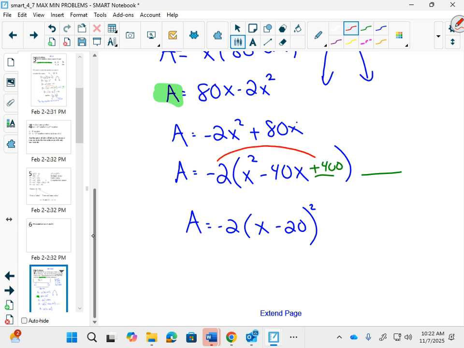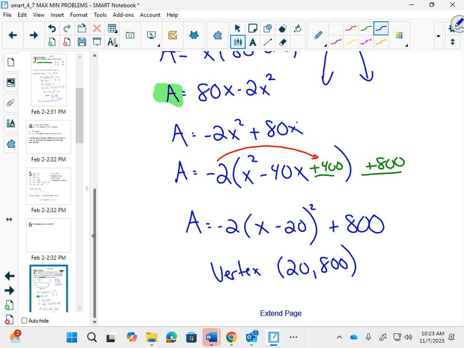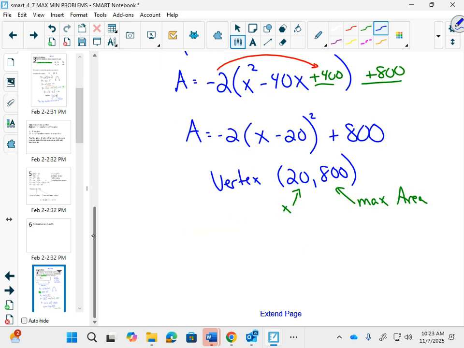But what have I actually done? Subtracted 800, so plus 800. Are you smiling yet? And so our vertex is 20 and 800. 20 and 800. This is your x. This is your max area. So what should the dimensions be?